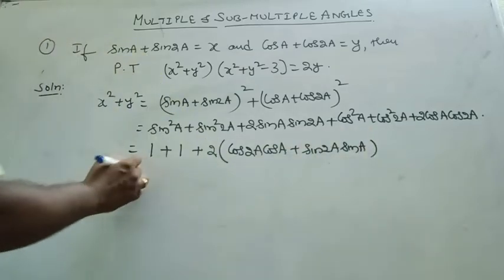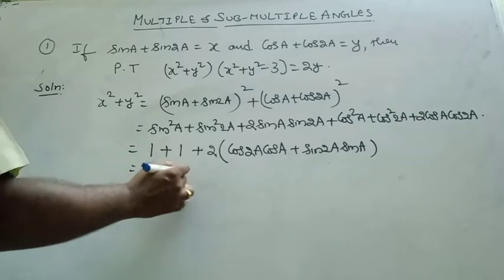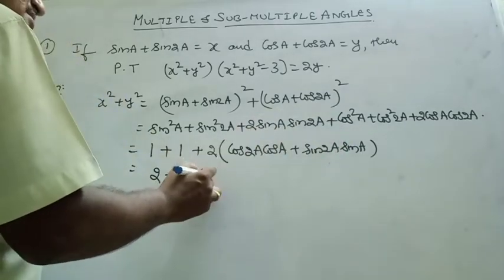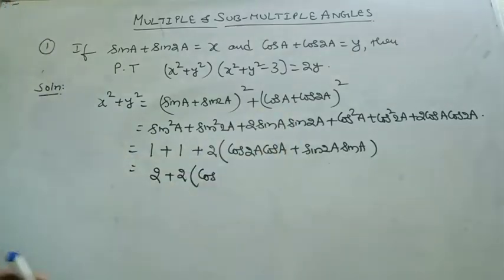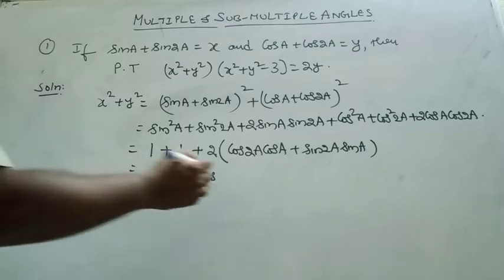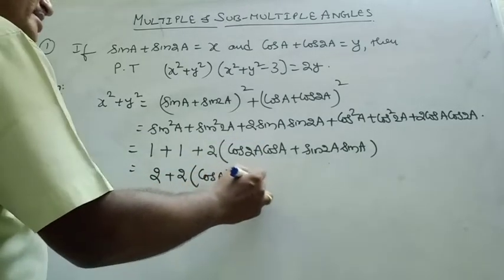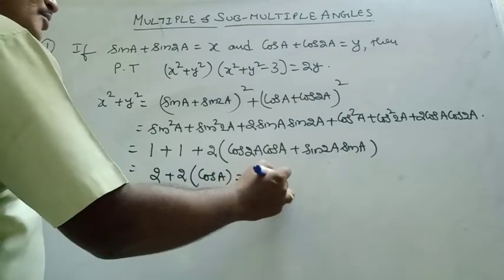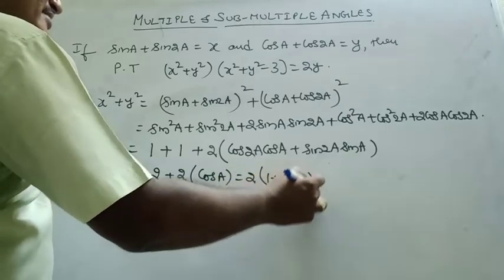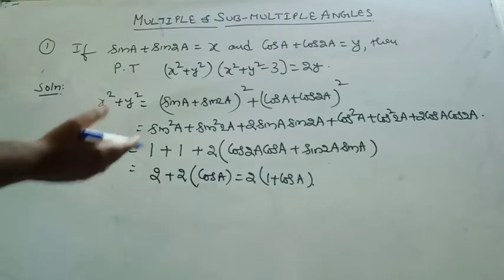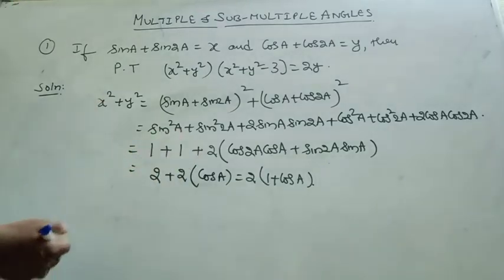Now 1 plus 1 is 2. Then 2 plus 2 into cos A cos B plus sin A sin B, which is nothing but the cos (A minus B) formula. Here it is cos (2A minus A), that means you have got cos A. If I take 2 common, we have 2 times (1 plus cos A), or you can write it as 2 plus 2 cos A.